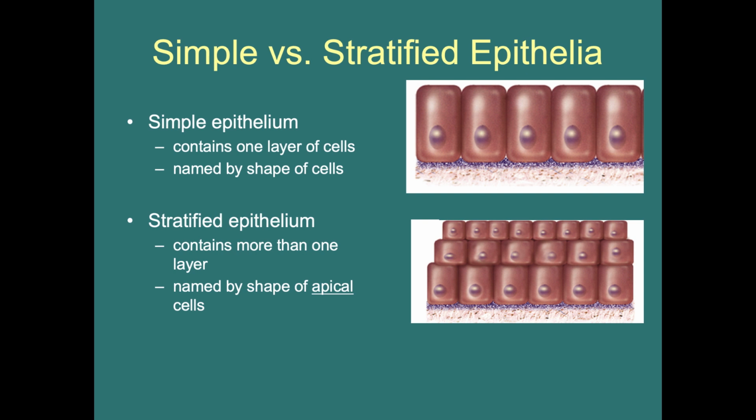But the difference is that we are going to name the cells by their shape based on the shape of these apical cells right here. So this top layer is called the apical cells. This bottom layer are the basal cells, and the basal cells are going to adhere to the basement membrane. So here, if we look at the cell shape, we've got a simple cuboidal, and here what we would say is that we have a stratified cuboidal tissue.